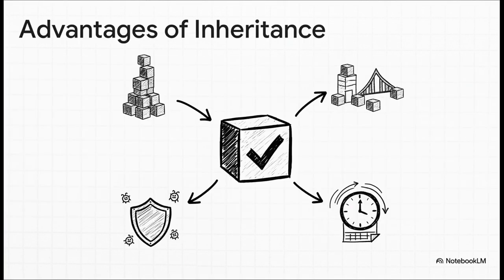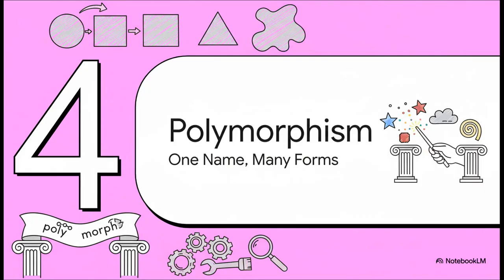The payoff for doing this is huge. You're writing code once and then reusing it all over the place. Not only is that faster, it's also way more reliable because you're building on top of code that you already know works. It saves time, it cuts down on bugs, and it gives your entire program a really clean, logical structure.